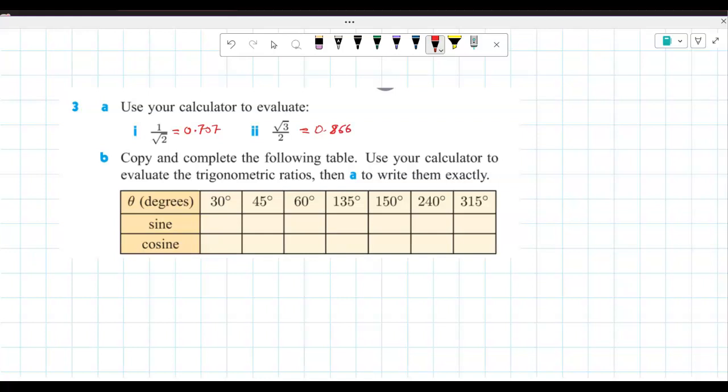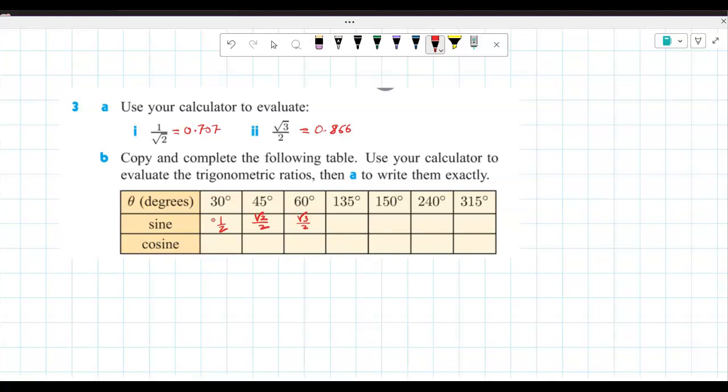Copy and complete the table. Use your calculator to evaluate the trig ratios and write them exactly. So sin 30 is half. Then your calculator has to be in degree. I'm telling you angles in degrees, so you don't have to change that. Sin 45 is 1 over root 2, which is root 2 over 2. Which is the same as 1 over root 2.